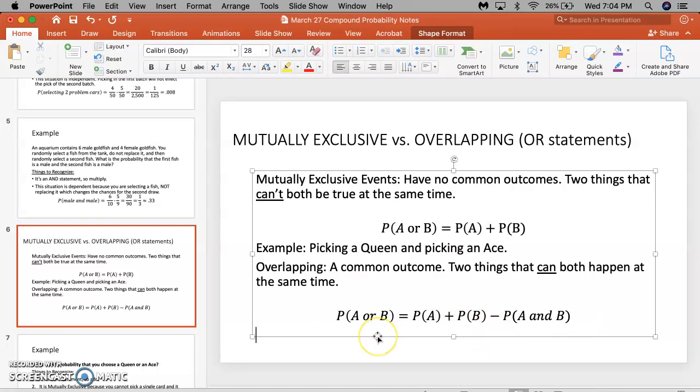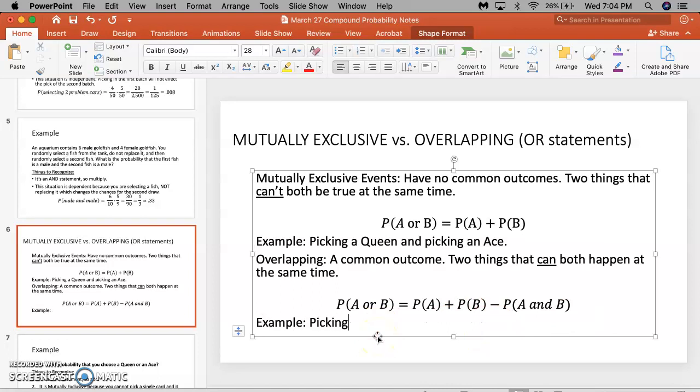An example of overlapping could be picking a queen or picking a club, okay? So if I pick up a card, it could be a queen or it could be a club, but it could be a queen of clubs. So that's overlapping there, so you would have to subtract that here, okay? So you could say picking a queen, picking a club, minus picking a queen that is a club, okay?